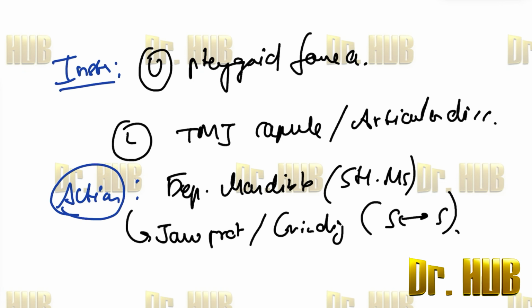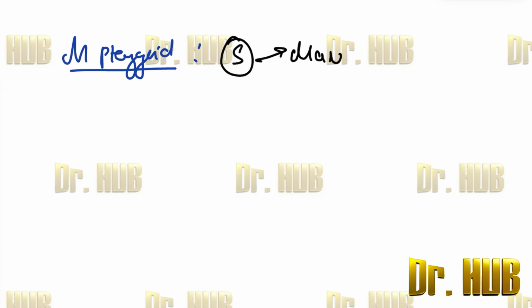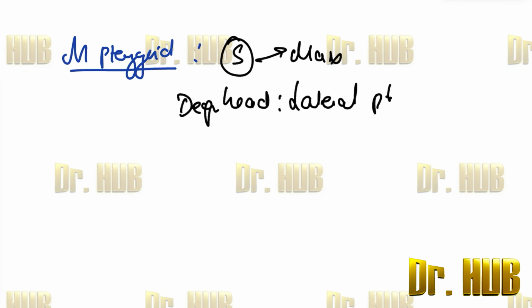The next muscle in line is the medial pterygoid. For this medial pterygoid, the origin of the superficial head is from the maxilla. Next is the deep head. The deep head is at the lateral pterygoid plate, and also the palatine bone.